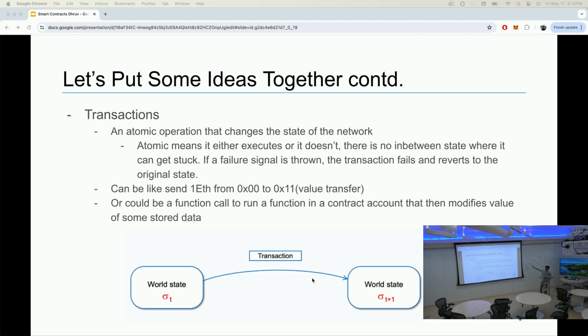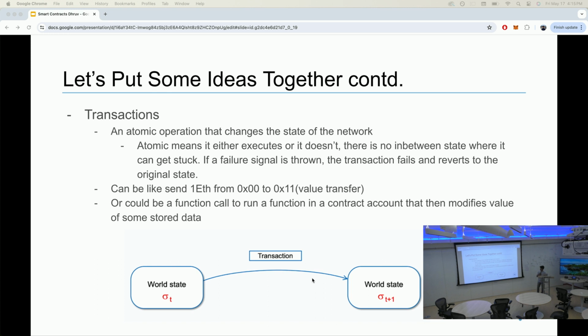So another thing you're going to need in a system like this is transactions. But transactions in this sense are going to be different than what you normally think of transactions to be. Because normally you think of a transaction as I pay Jason $10. That's a transaction. But we're going to make transactions in this system a little bit more broad, where a transaction is just an atomic operation that changes the state of the network. All that really means is an atomic operation is something that will either execute or it doesn't. It's something that can't get stuck in some in-between state.